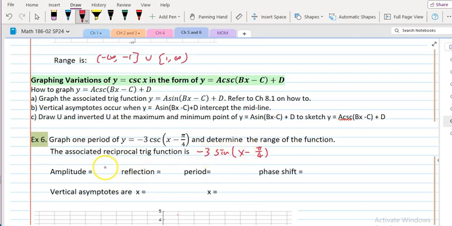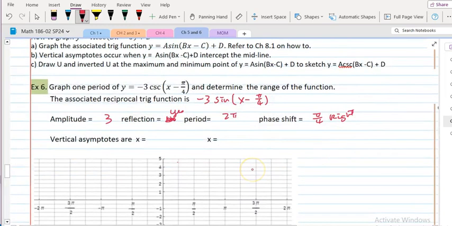So the amplitude is 3. Reflection: yes, because I have a -3. The period is 2 pi, because there's no b. b is 1, so 2 pi over 1 is still 2 pi. The phase shift is pi over 4 to the right, because it's minus pi over 4.